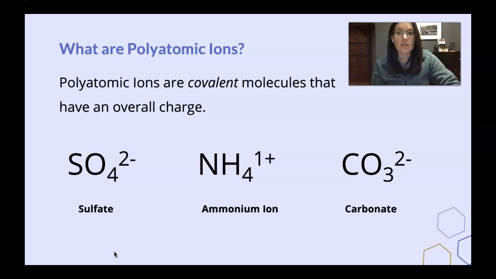All right, so here you can see sulfate, that is made up of sulfur and oxygen atoms, and it has an overall 2- charge. Ammonium is made of nitrogen and hydrogen with an overall 1+ charge, and carbonate is CO3 with an overall 2- charge.